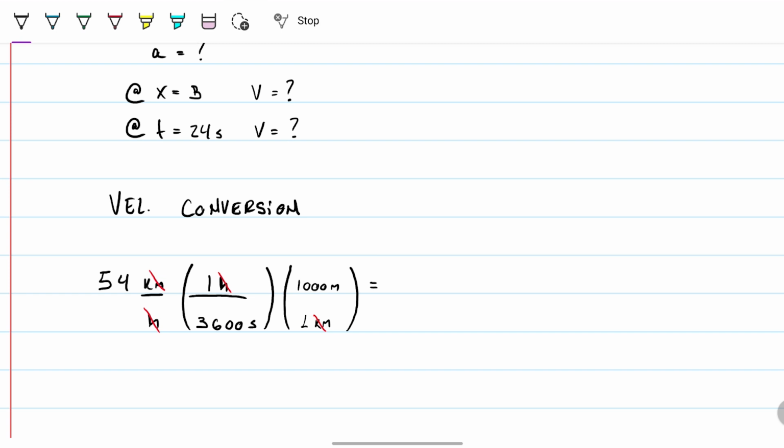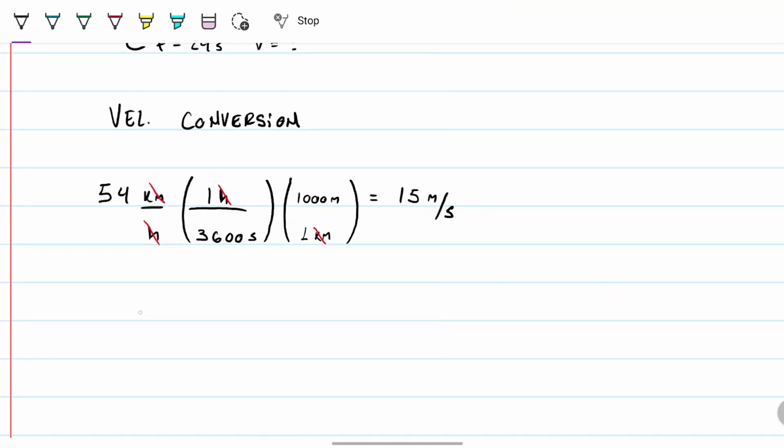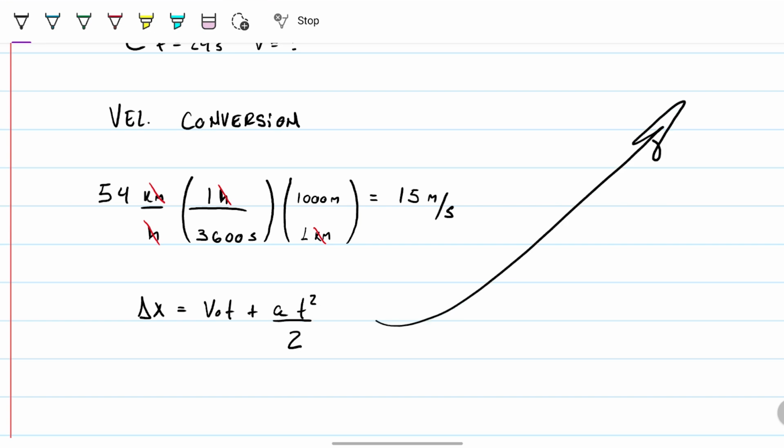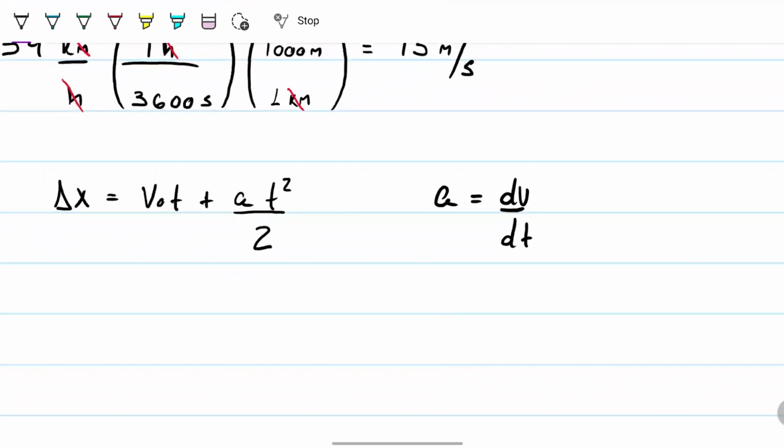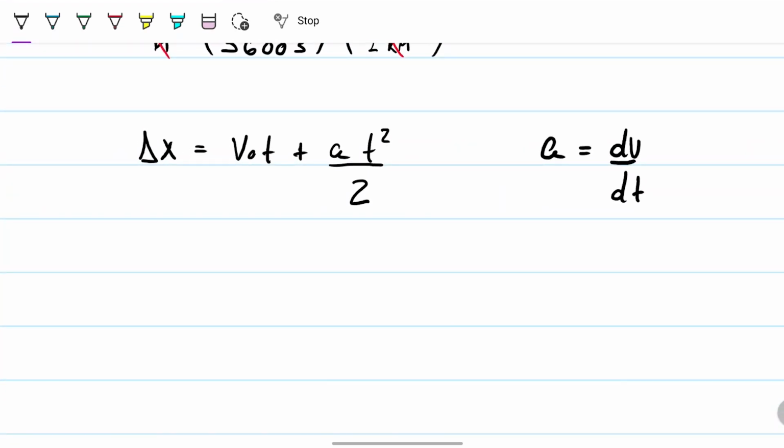Right, so this turns out to be 15 meters per second. And now we're in a good position to go ahead and say, okay, so I know that the change of my position is equal to my initial velocity times the time plus the acceleration times t squared over 2. And again, we've derived this from scratch using our basic principle that acceleration is just how the velocity varies with time. All right, so because it's uniform acceleration, we can use this equation.